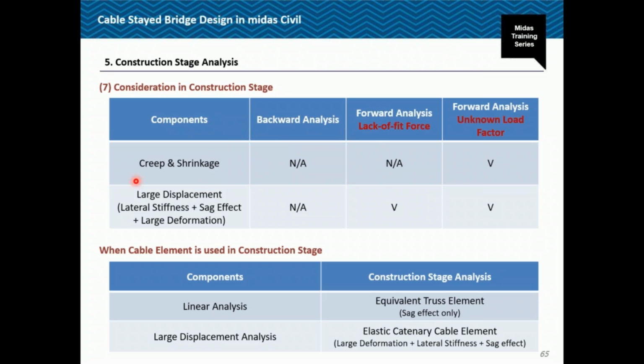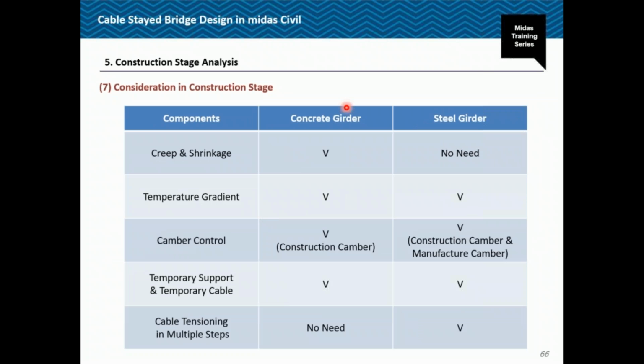So consideration of construction stage, creep and shrinkage, forward analysis: lack of fit will not be able to consider creep and shrinkage, but it will consider the large displacement. So lack of fit would be useful for steel bridges, but for concrete bridges, you can go for unknown load factor, where it will consider both. So there's a distinction between a concrete cable stay bridge and a steel cable stay bridge. For creep and shrinkage, you need temperature gradient, camber control, the construction camber, temporary support and cable tensioning in multiple steps. Generally, they don't do that in concrete bridges, but that depends on the designer. In steel bridges, they do multiple pretensions. So you can simulate multiple pretensions also in the program.